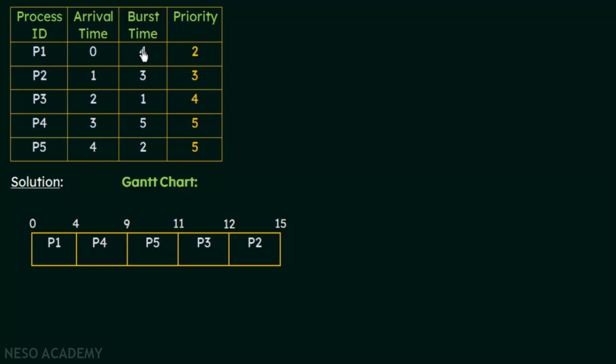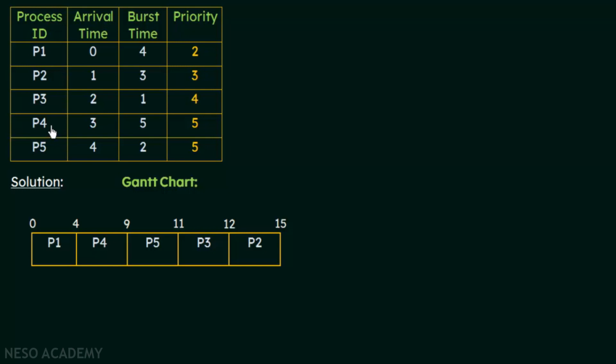So P1 finishes his execution and the remaining processes are P2, P3, P4 and P5. Now they have all arrived and they are all waiting at the ready queue. So we don't have to worry about these arrival times anymore. So what we have to see is which among this set of 4 processes has the highest priority. So if we check here, we have 3, 4, 5, 5. So we see that P4 and P5 are having the highest priority. So either P4 or P5 should be getting the CPU.